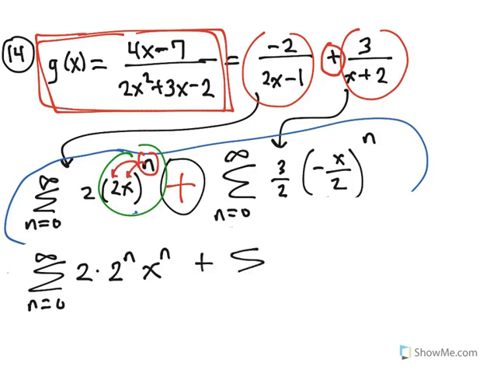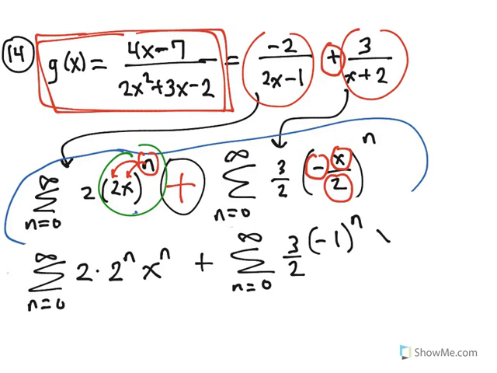And then you have plus, from n equals 0 to infinity, 3 over 2. And you can look at what we have here. You have negative 1, you have x, and you have 2 in the denominator. So you can write that as negative 1 to the n times x to the n over 2 to the n. Again, just distributing the exponent n to each part of the quantity that is being raised to n. So now that you have that, what have we accomplished?